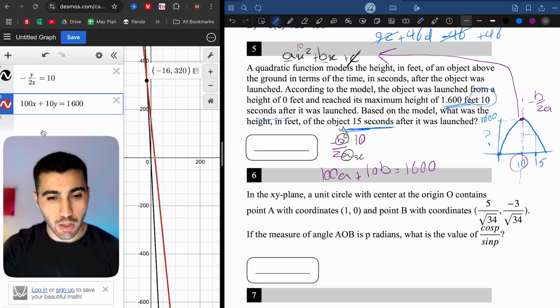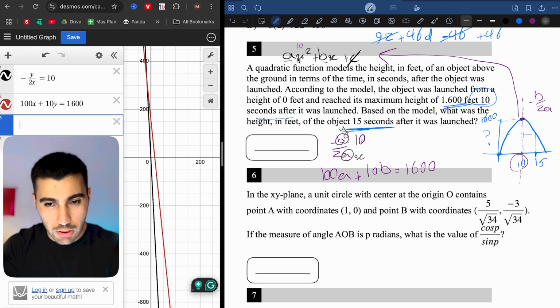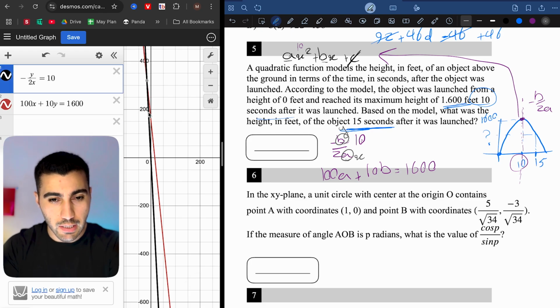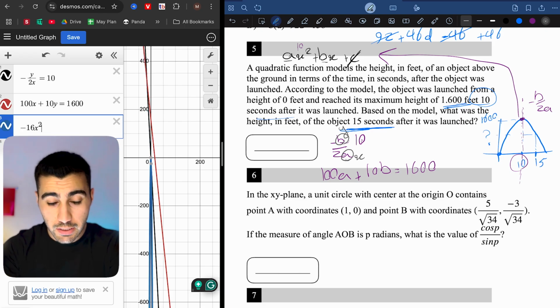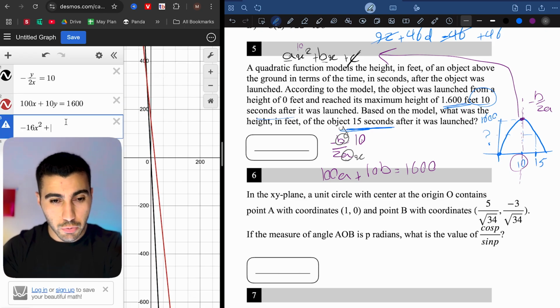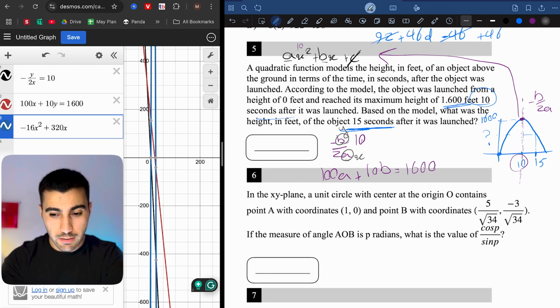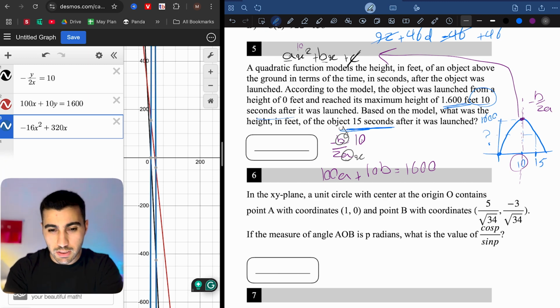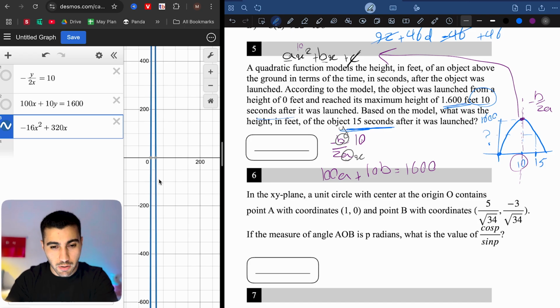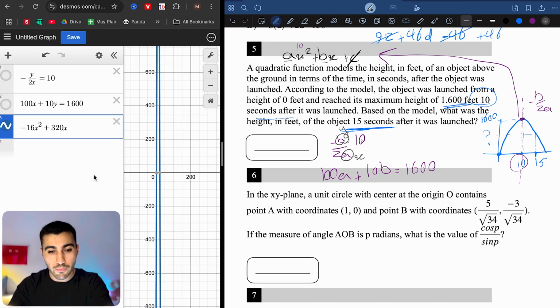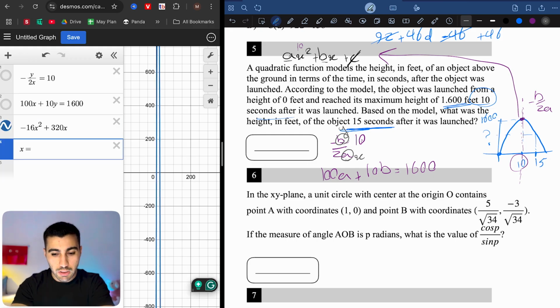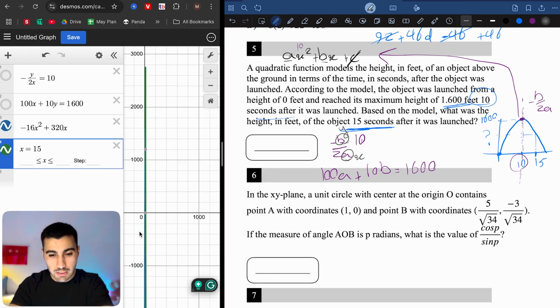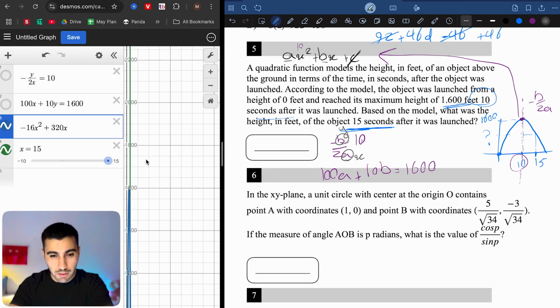So the equation of this graph is going to be ax squared, where a is negative 16, so negative 16x squared plus 320x plus c, which is 0. So this is how the parabola looks. We don't need these, turn them off. This is how the parabola looks. And I'm looking for the height when the time is 15 seconds. So for the x-axis, which is the seconds, I'm going to put x equals 15, and I'm going to see a line right here at 15, the green line.